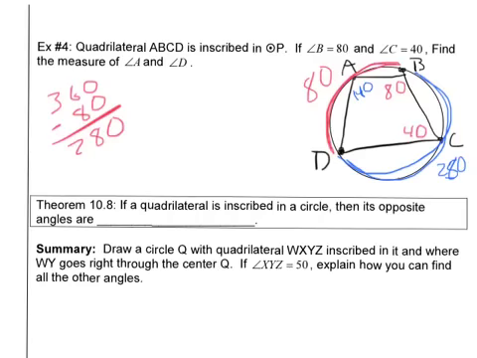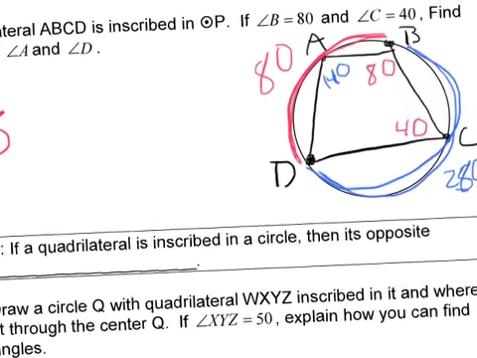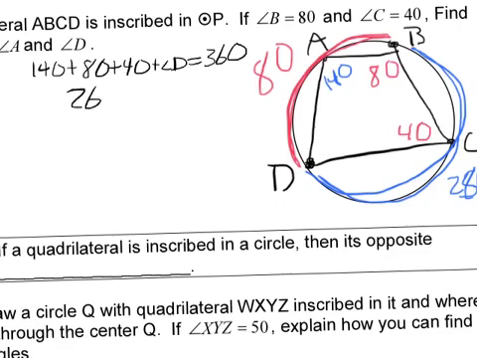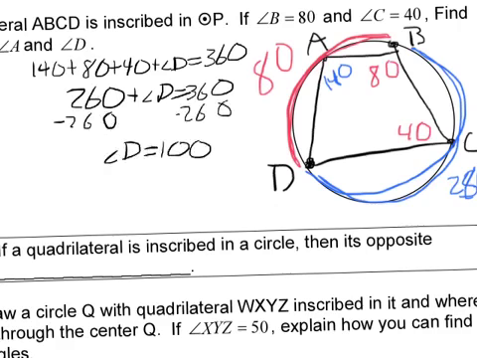And now the last angle should be pretty easy to find. From here, we should be able to just say, well, we got three angles. We just do 140 plus 80 plus 40 plus angle D, because that's the one that's missing. All four of those angles need to add up to 360 because it's a quadrilateral. Well, 140 plus 80, that's 220, plus another 40 is 260. And then we just subtract 260 from both sides. And we get that angle D equals 100. All right, well, that's 100. And there we go. We found all the missing angles.